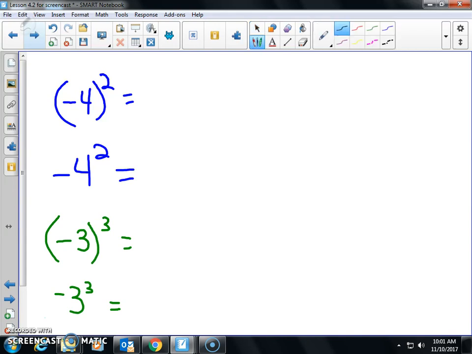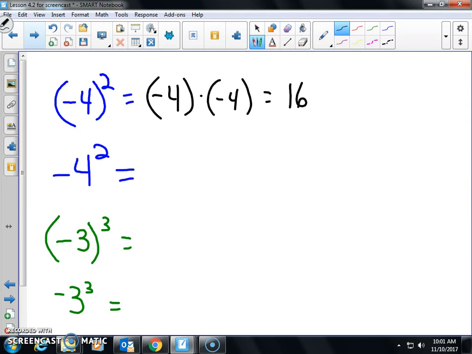So the first one, notice the -4 is in parentheses. So it says -4 to the second power. That means I need 2 -4s. I need a -4 and another -4. And I'm going to multiply them. Well, thinking back to chapter 1, a negative times a negative is a positive. So -4 times -4 is positive 16. Now, if you look at the second example, it's a little different. Everything looks the same except there's no parentheses.